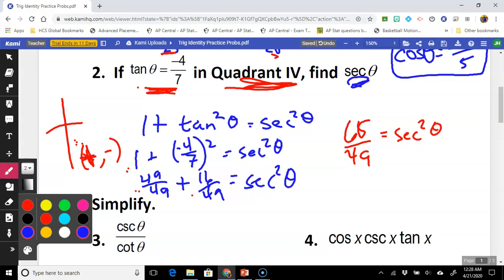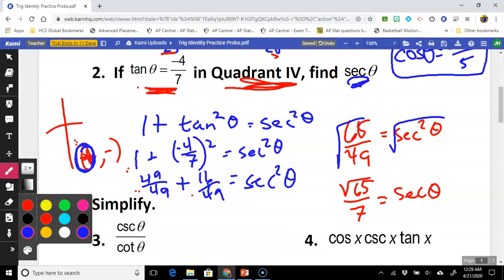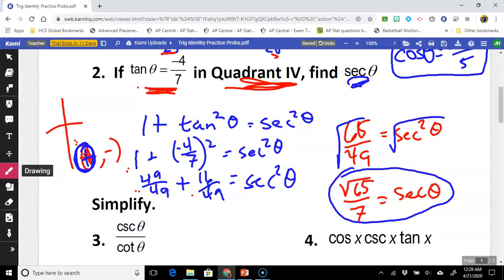And then we take the square root of both sides. So what I have is the square root of 65 over 7 is equal to secant squared, or, excuse me, secant. Now, when we look at secant, secant is based off of the reciprocal of cosine, so it's going to use the x coordinate, it's 1 over x. So our x coordinate was positive, so we'll have a positive square root of 65 over 7 for our value for secant. Okay, so hopefully that's making some sense to you.